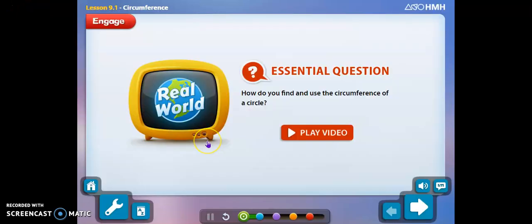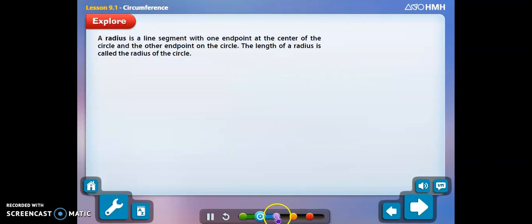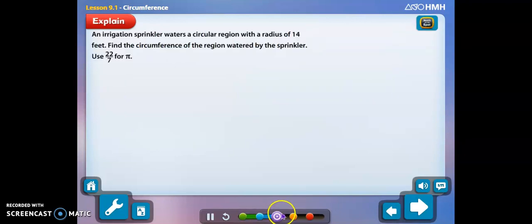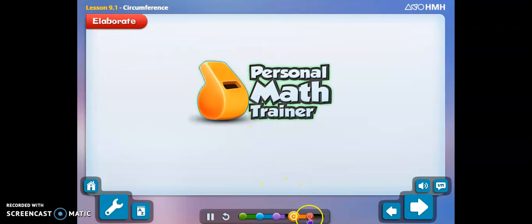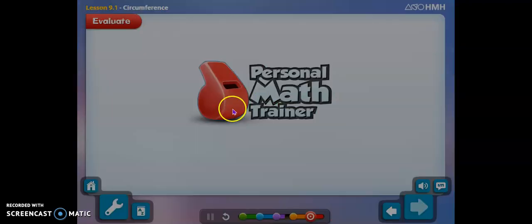Okay, once you get to this page, you can watch the video. There's also another video in the blue section here and in the purple section. They walk you through a couple things, and you can watch these videos. It's probably not going to be as helpful as the one I'm about to show you right here, but I am going to put up the red personal math trainer problems for you.